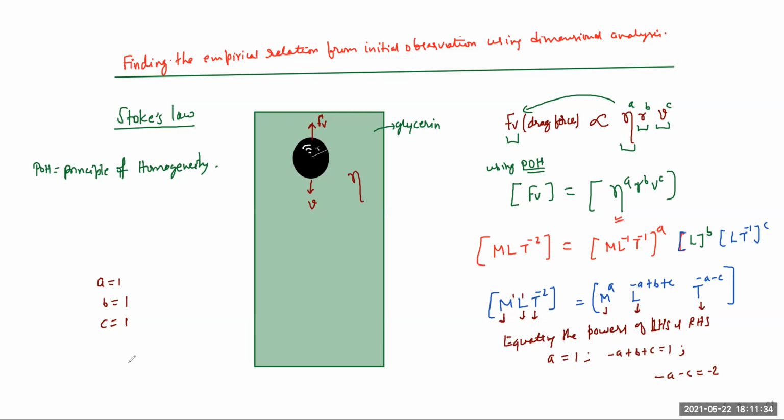So we got some answer: a, b, c equal to 1. So luckily, the drag force formula is proportional to this answer only. That's it: eta r v. And then later on, after some experiment, we remove the proportionality with some constant k.